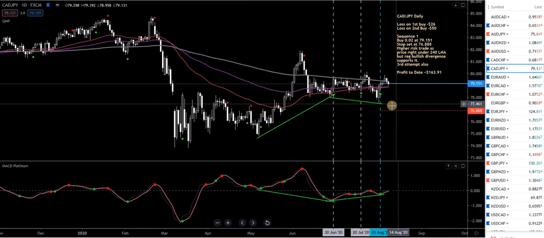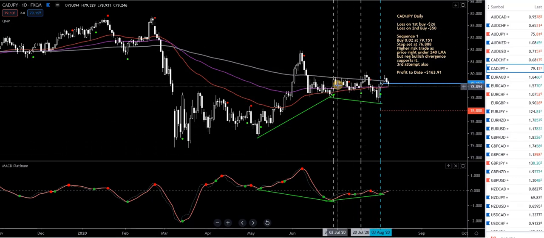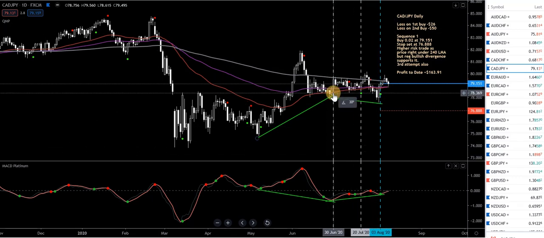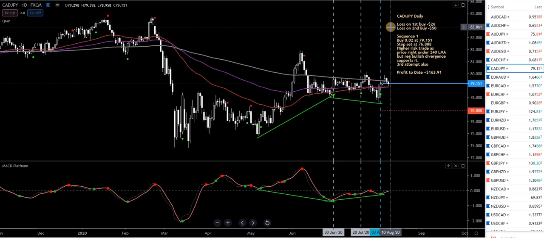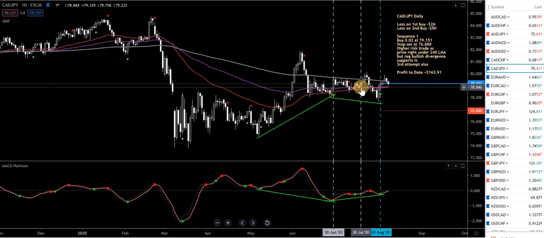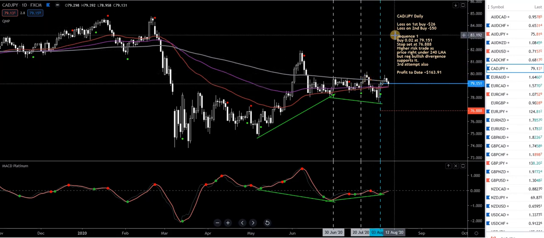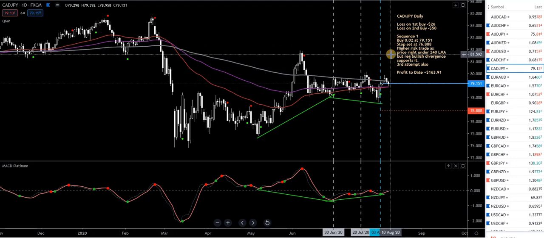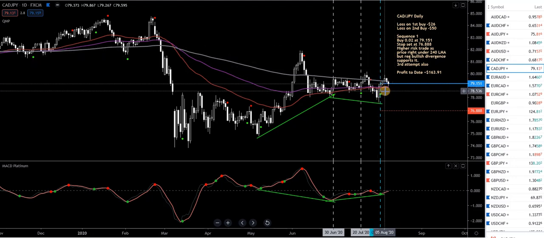Cad Yen, you can see I've taken a few trades from here. Took a buy in here. That was a loss, $26. Took a second buy. Didn't really go anywhere. Lost another $50. Now I'm in a third buy, and it's going against me too.